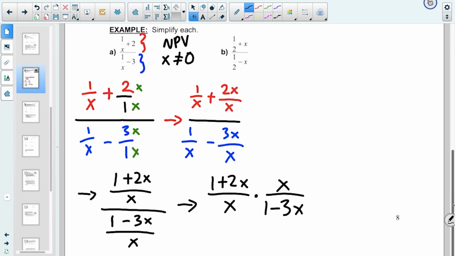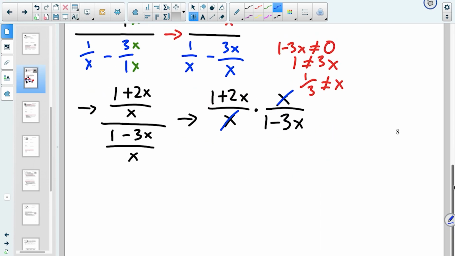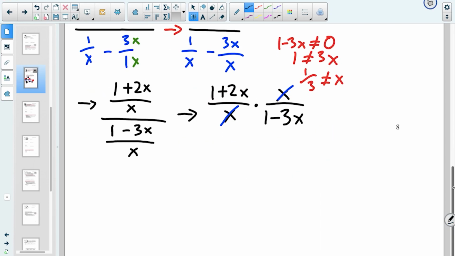So we're going to introduce one new NPV here. So we end up getting 1 minus 3x cannot equal 0. 1 cannot equal 3x when we add 3x to both sides. And we end up getting x cannot equal 1/3 as our new NPV. And once we're at this point, we can go ahead and get rid of our common factors. I have an x on the top and the bottom. And we can simplify by writing 1 plus 2x over 1 minus 3x. And that gives us our final answer.